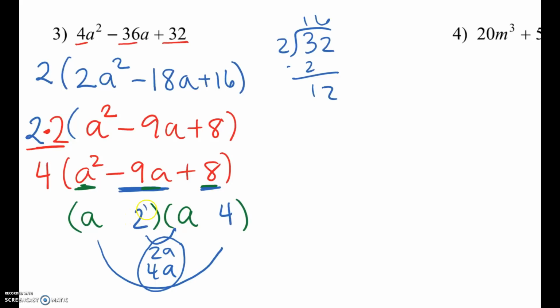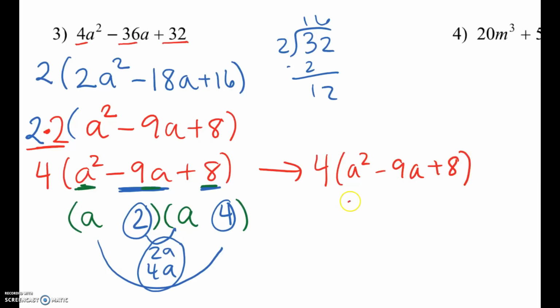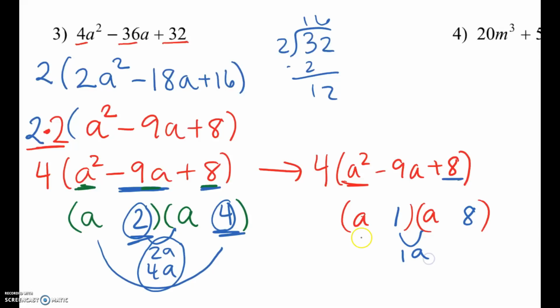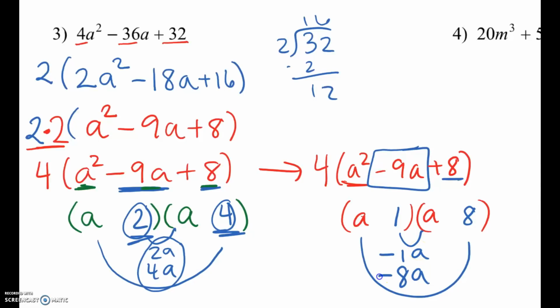So instead of using 2 and 4, I'm going to use different factors for 8. So I'm going to just write the question here. 4a squared minus 9a plus 8. Again, break down what multiplies to a squared, which is a and a. And then we already tried 2 and 4 over here, so now I'm going to try 1 and 8. So 1a and 8a. And remember, I'm trying to get a negative 9a. So the only way that a 1a and an 8a are going to give me a negative 9a is if they're both negative.